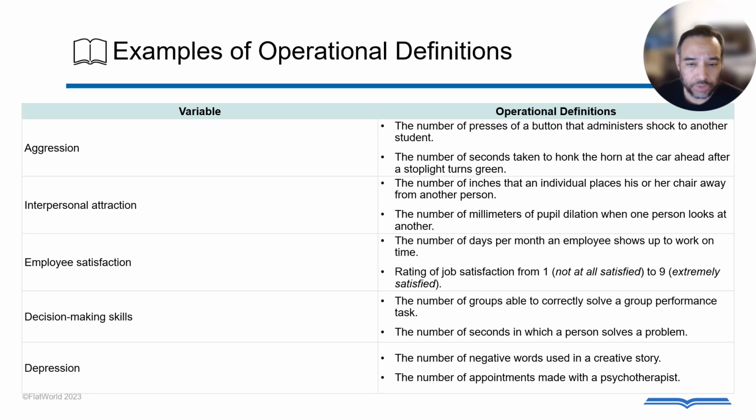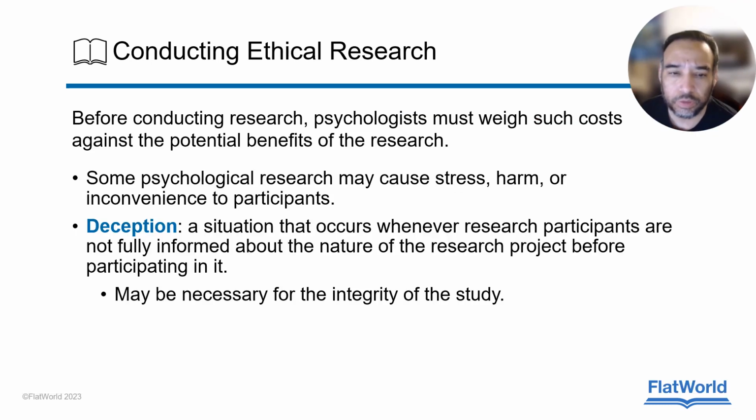Let's see what else we can mention here in the slide, but that is definitely one good for a class. Decision-making skills. Depression is a good one: the number of negative words used in a creative story. We may actually do this as an example in class. Another is the number of appointments made with a psychotherapist. Those are operational definitions that you would use to measure or control the variables. Yeah, manipulative control.